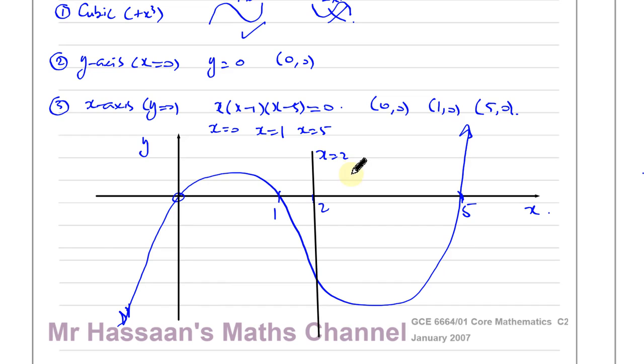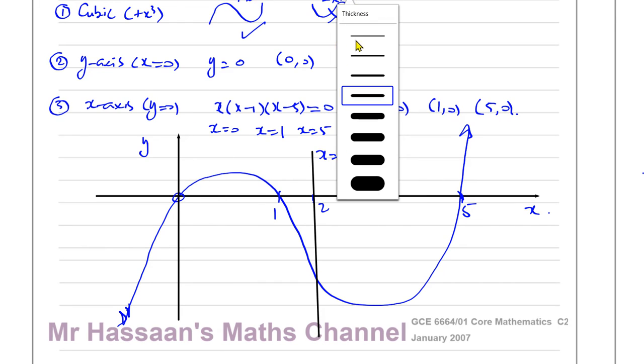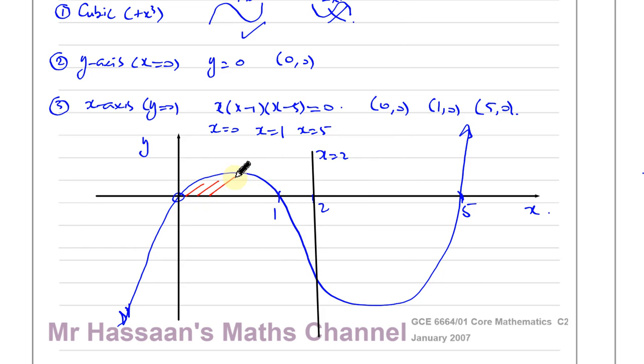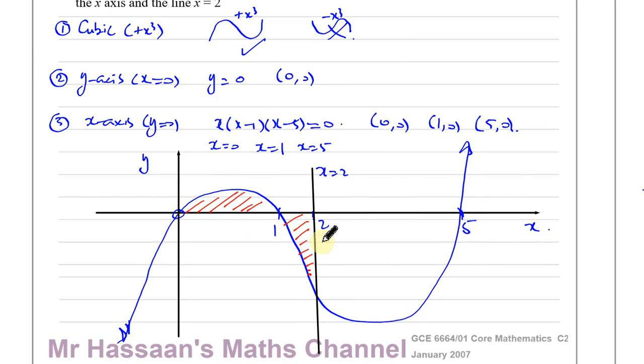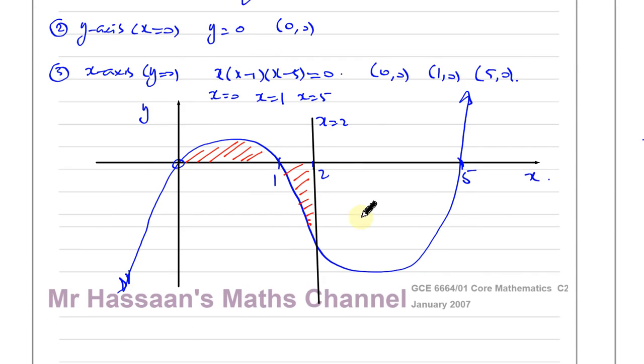So the area that we're looking for is the area between the curve and the x-axis, the area enclosed. It's this area over here, and it's also this area over here, up to x equals 2. If it didn't say the line, if it just said between the curve C and the x-axis, we would continue shading all of that part as well. But in this case, they want us to stop where x equals 2. So we have to find this area over here.